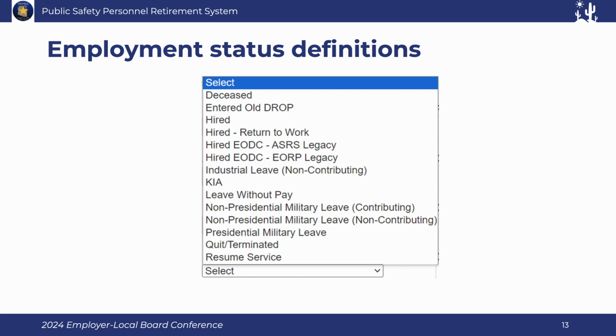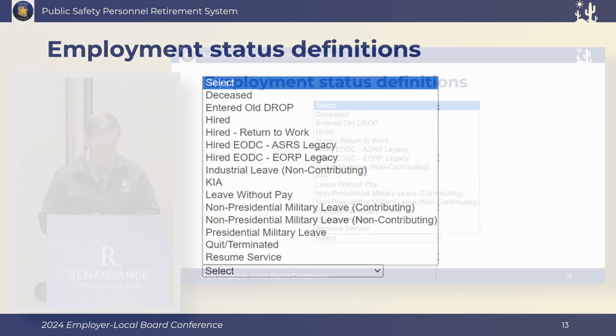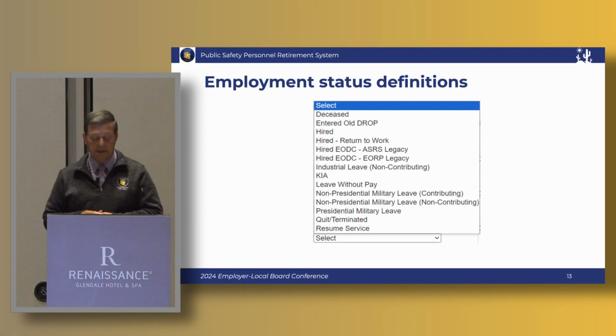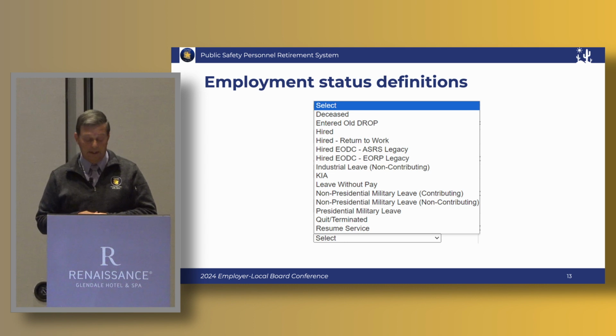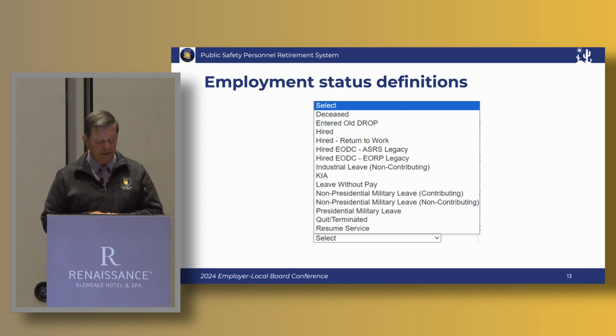One that normally is not used at all is the non-presidential military leave contributing. That one's just not used, so kind of remove that. Now we're just working on two of them that are important at this time. The non-presidential military leave not contributing is used to put members into a non-contributing status when the employer has confirmed that the leave is not tied to a presidential call-up. Then you'll use this particular status.